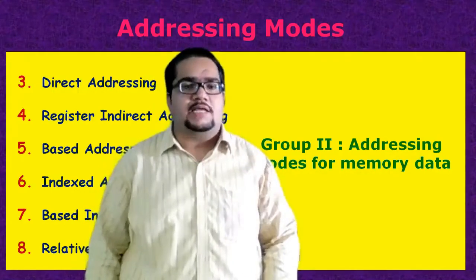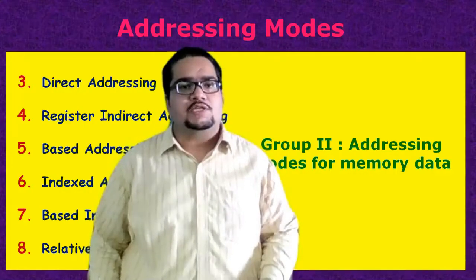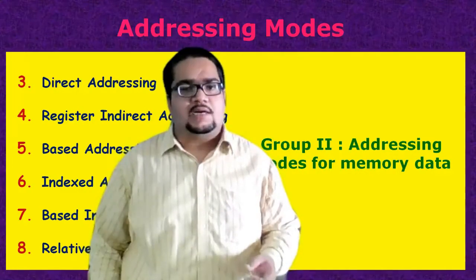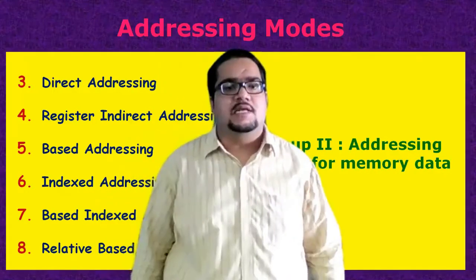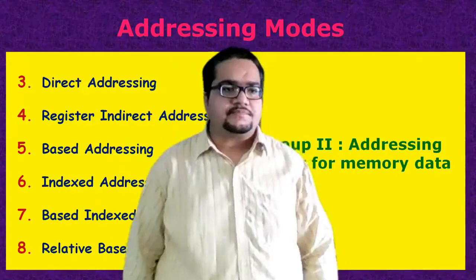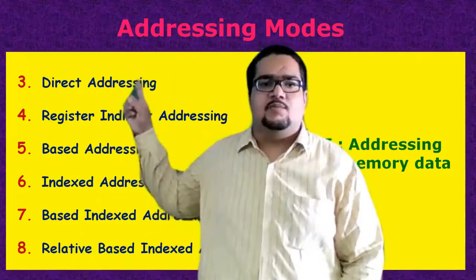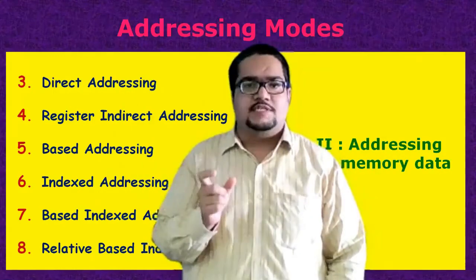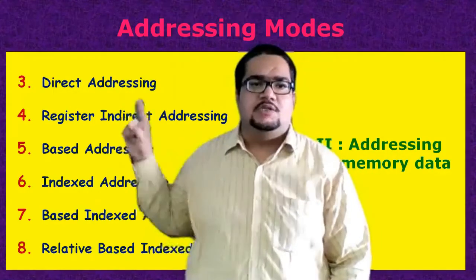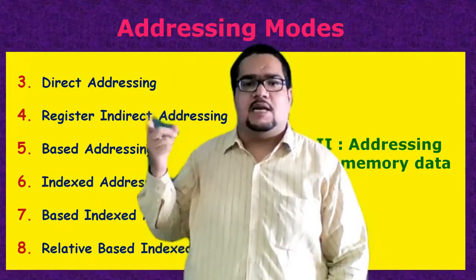But here in this group of addressing modes, our data is available in the form of memory data. Memory data means data is stored in memory, and in the instruction, the memory address of that data is accessed. In what different ways it is accessed, that is what this particular group talks about. So here we have the direct addressing mode, where a 16-bit offset address is directly available in the instruction. From that given address, the data can be taken directly.